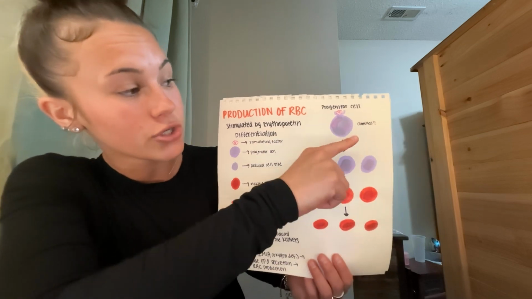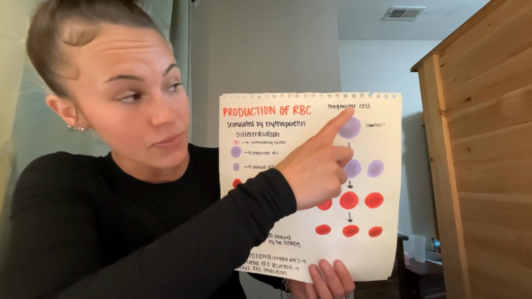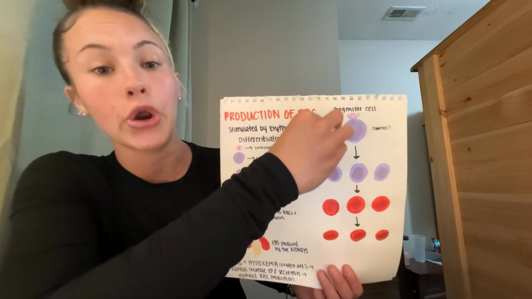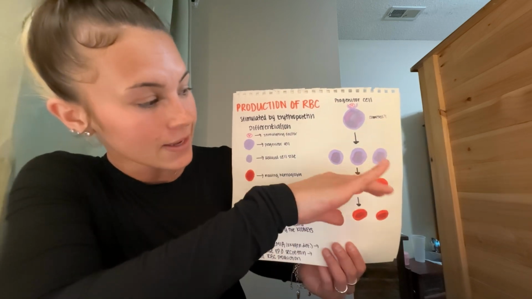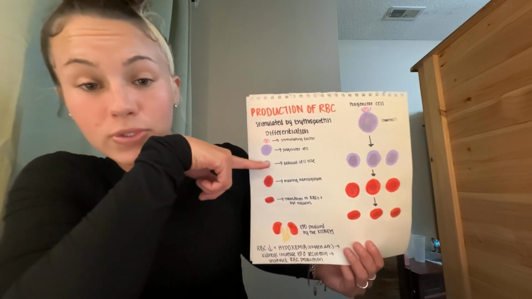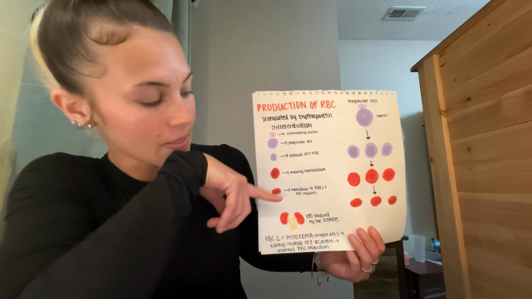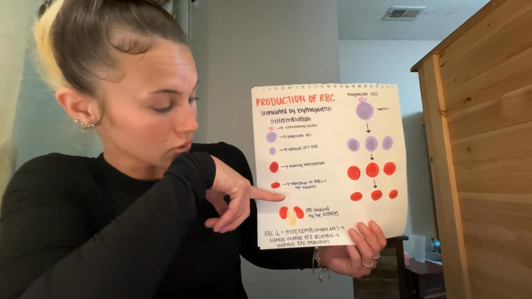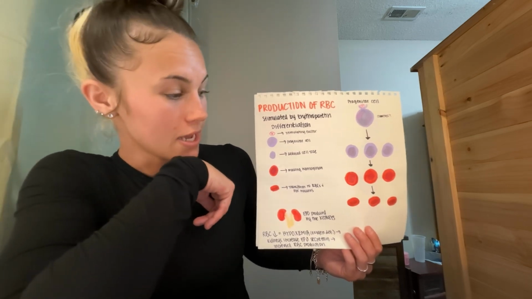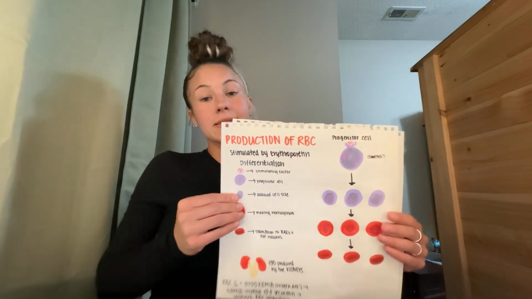We have a progenitor cell, which is just the basic type, and then it gets committed to a certain type when it gets that stimulating factor, the erythropoietin. It branches down, they reduce in cell size, and then they start making hemoglobin, and then eventually they go into red blood cells. And that's kind of how your body makes red blood cells and decides whether or not you are in need of them.